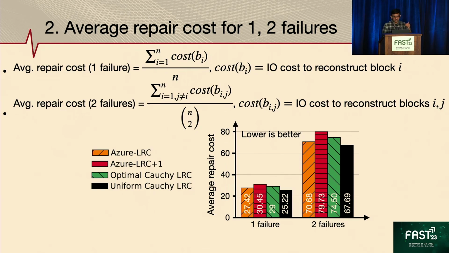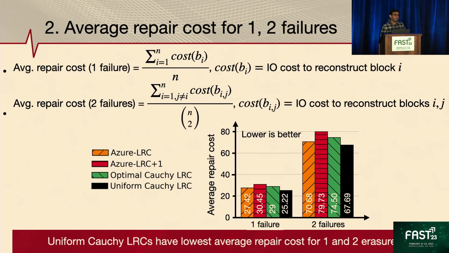Here, lower is better, because you want to have a lower I/O cost for reconstruction. And again, the Uniform Cauchy LRCs outperform the other LRCs on average in the degraded mode read cost.